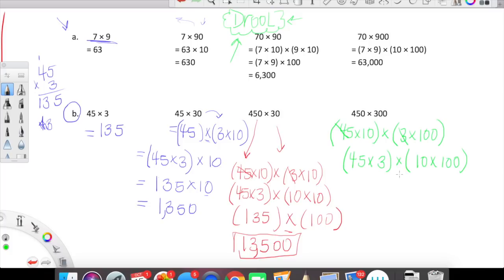So let's go ahead and evaluate these and see what we get. 45 times 3, you guys know, is 135. So we're going to be looking at 135 times the product of 10 and 100, which is 10 copies of 100, or 1,000. So let's think about 135 on the place value chart. We're going to multiply it by 1,000, which means each of these digits is going to shift to the left 3 spaces, and our resulting product for 135 times 1,000 is going to be 135,000.